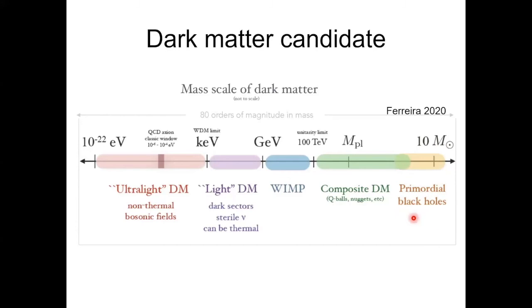Well, there's still the possibility that dark matter is made of primordial black holes. Primordial black holes are formed in the early stage of the universe, and the mass scale ranges from Earth mass and Moon mass up to 10 solar masses or something.